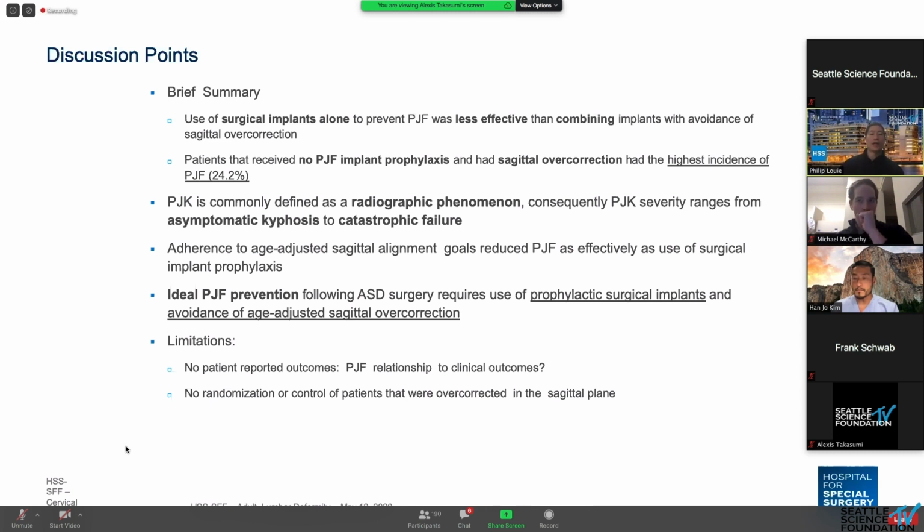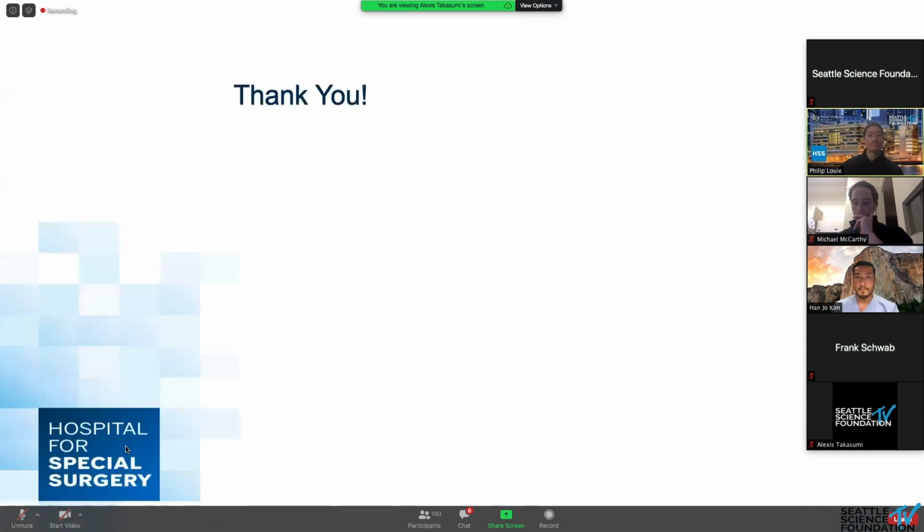So at the end of the day, the ideal PJF prevention, as proposed by this study, is to focus on the use of prophylactic surgical implants while paying attention to try to avoid overcorrection with the age-adjusted sagittal alignment. Thanks.